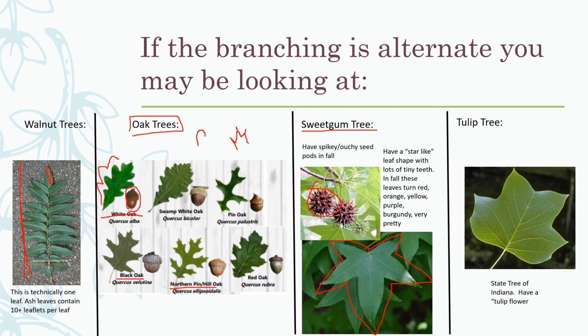All right, another tree, this is the state tree of Indiana, the tulip tree. So if you would tell a 3-year-old to draw a tulip flower, it might look something kind of like this. It's got something generally like this shape. It's a very unique shape. It's very symmetrical of each other across that mid vein. So if you see something like this, it's a tulip tree.